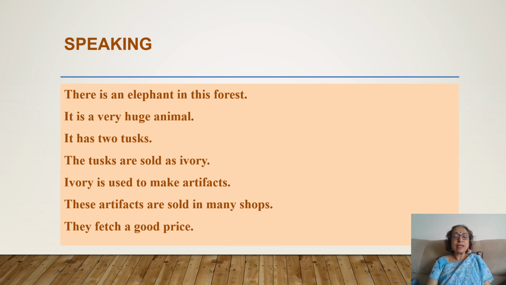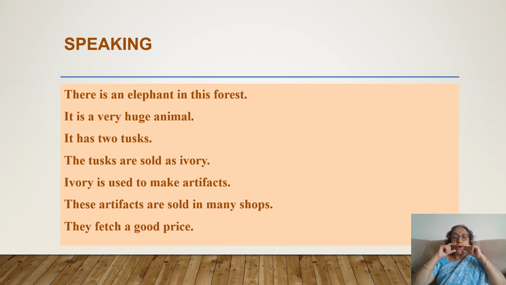So let us see how this arrangement is. There is an elephant in this forest. First sentence. The whole paragraph is about the elephant, so elephant has to come in the beginning. It is a very huge animal. So now you're giving some introduction to the elephant. It has two tusks.